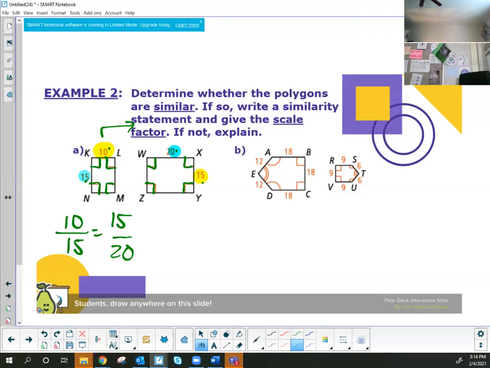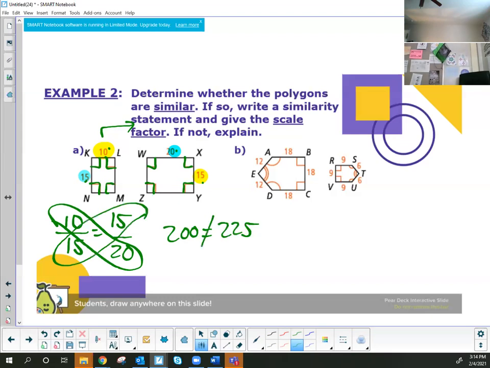I can check to see if these are proportional by cross multiplying. 10 times 20 is 200. 15 times 15 is 225. Those sides are not proportional. That proportion doesn't stand, so these two shapes are not similar.